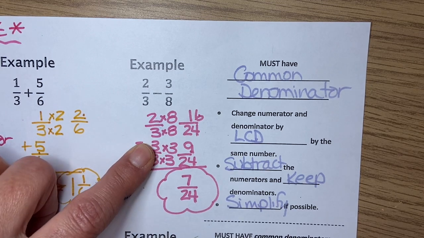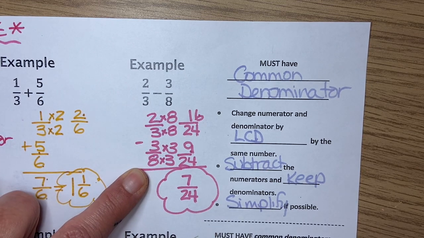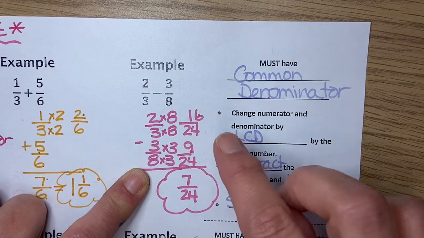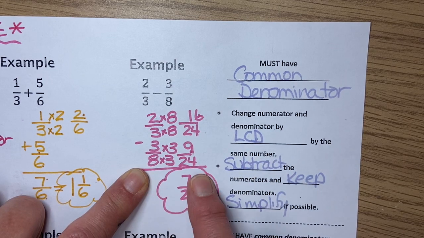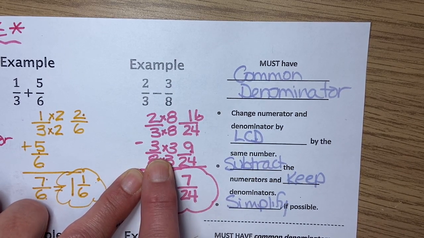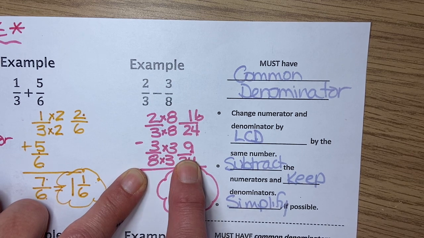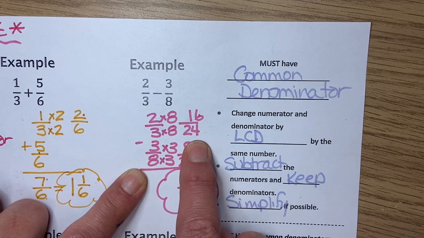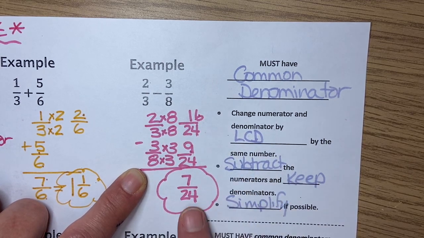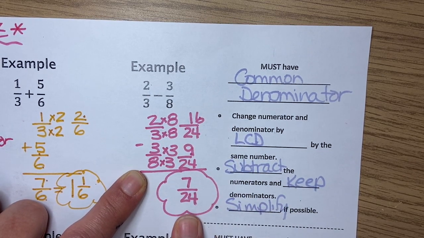24 is the first number that both 3 and 8 go into. So I use 24. I could have used 48. I could use 96, but I don't want to use that big a number. So if I multiply 8 by 3 to get to 24, I have to multiply the numerator by the same number. I multiplied 3 by 8 to get to 24. I have to multiply 2 by 8. So when I subtract these, I get 7, and I keep my denominator 24.